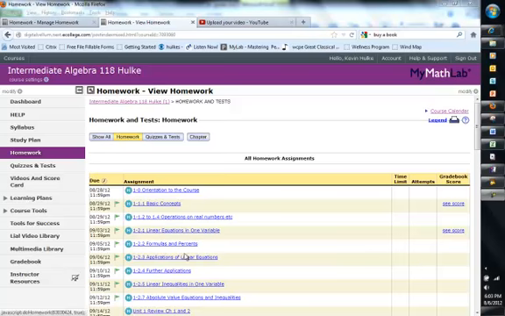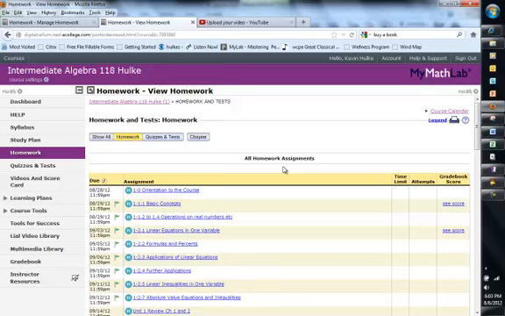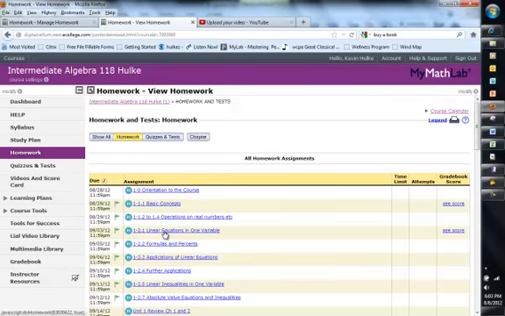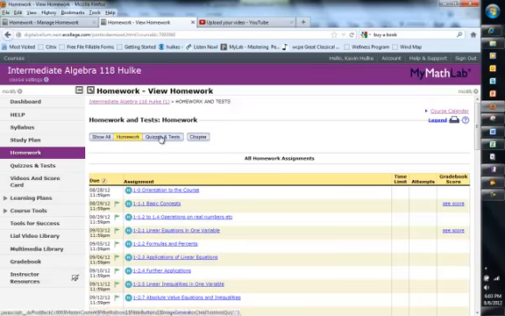Okay, so we're doing the next homework assignment. And when you work on linear equations, what did I do wrong there? Oh, I have to take a quiz again.